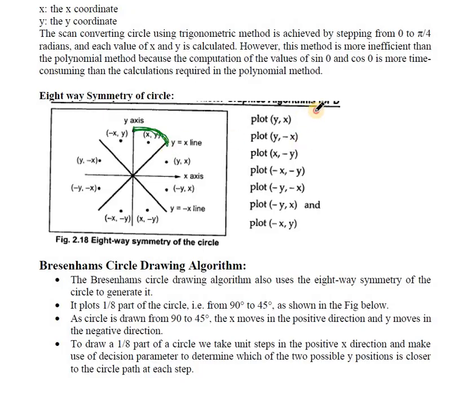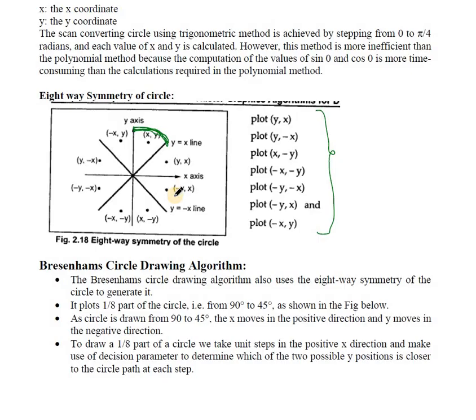The rest of the points are going to be drawn as per these coordinates which are given to us. When I am drawing a circle from 90 degrees to 45 degrees, x is going to move in a positive direction and y is going to move in a negative direction. Once the 1/8 part of the circle is drawn, the rest of the job is very simple. You simply plot these points like y comma x, minus y comma x, x comma minus y, and so on and so forth.